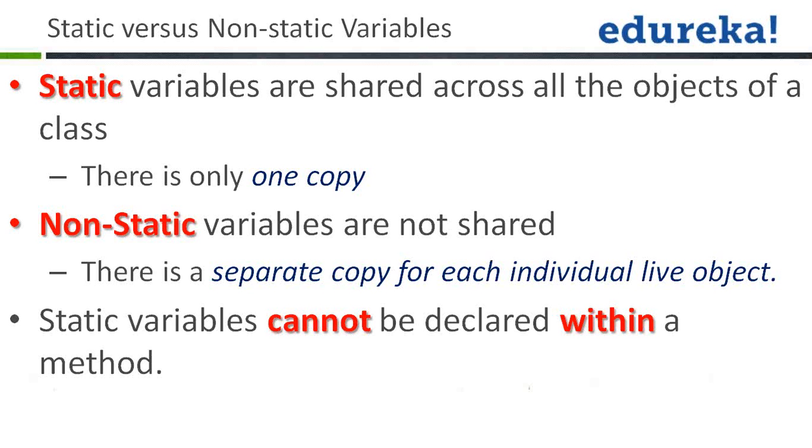Sumit says, sir, what does shared among the objects mean? Shared among the objects means you could use it all over the application. If in a class you have a static variable, and you create different objects, each and every object will share that common variable as a static variable.